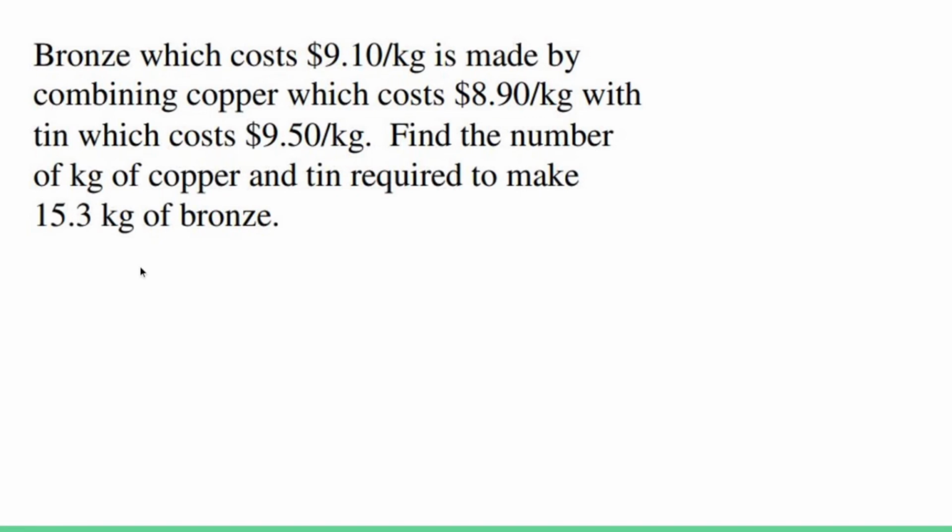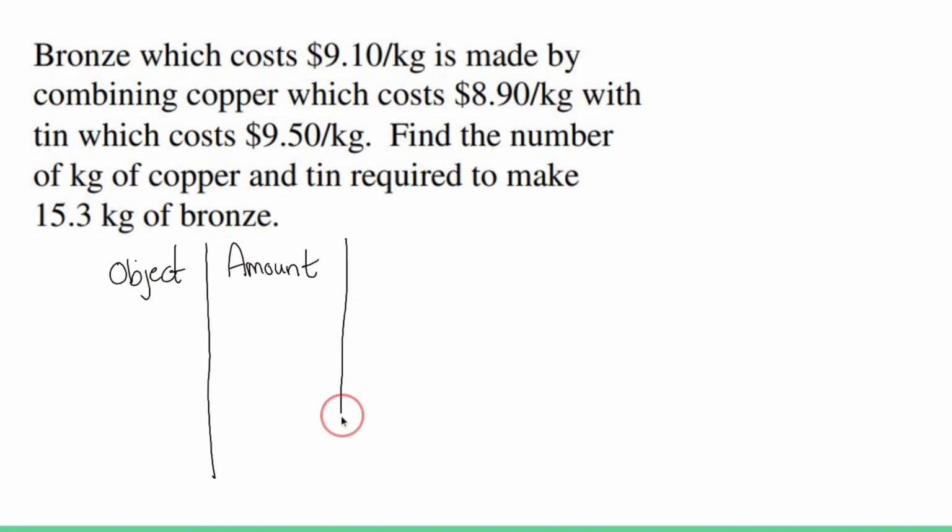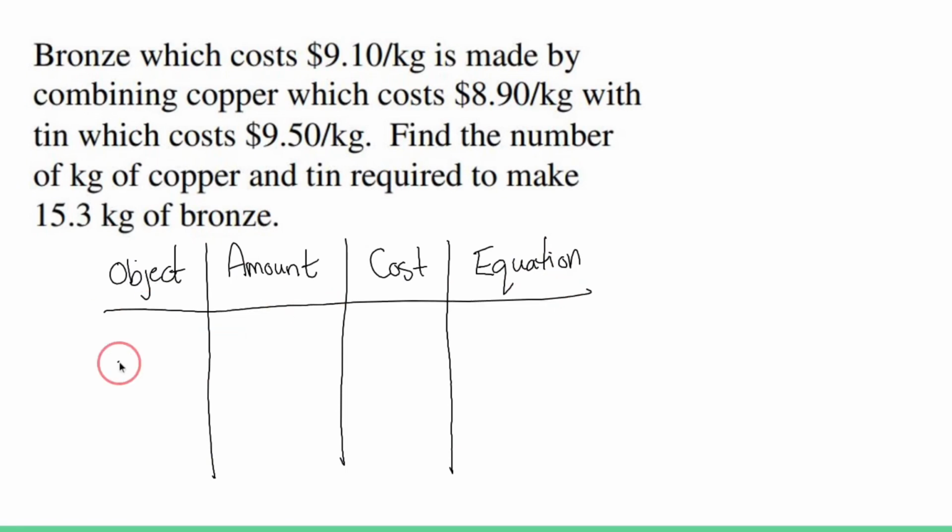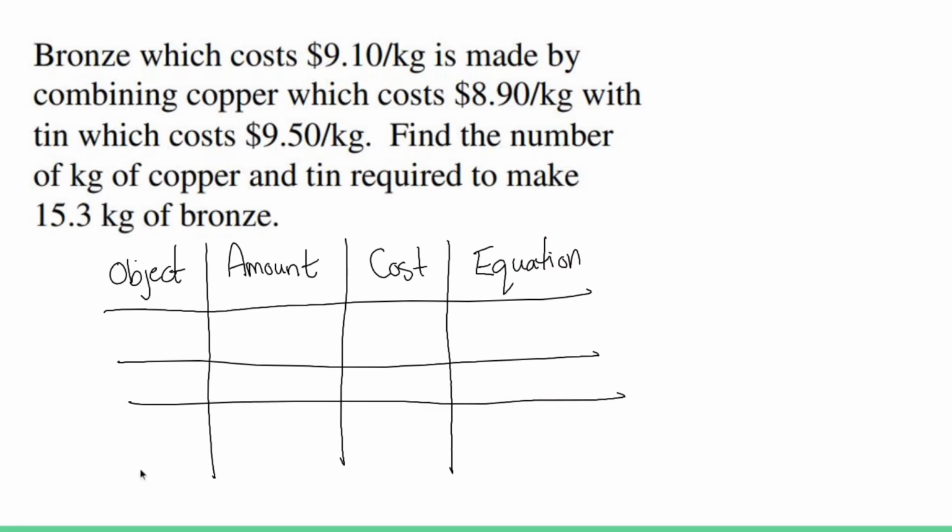So what I like to do is make a table where I have my objects. I have three of them: bronze, copper, and tin. I have my amount, whatever the amount is in kilograms. I have a value of them, which in this case is cost. And then from that information, I create an equation. That equation is going to be the amount times the cost for each object. Now, let's make our rows of our three objects.